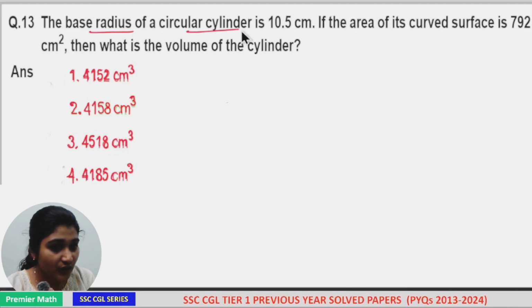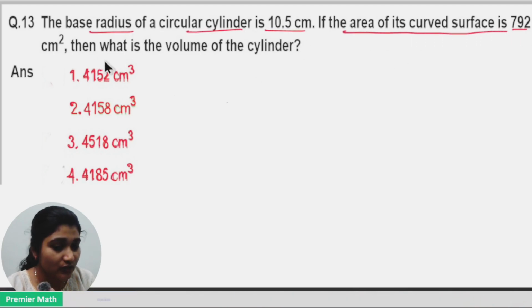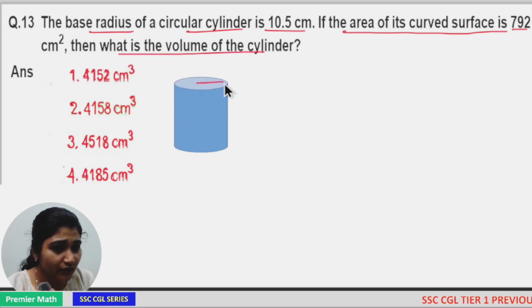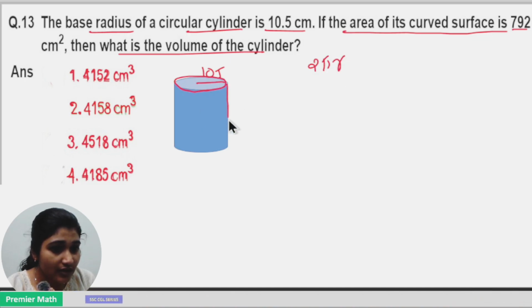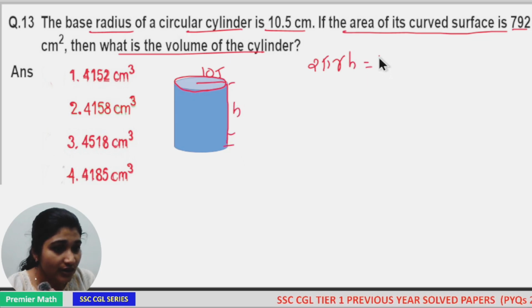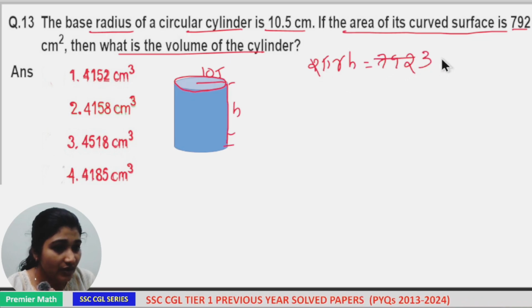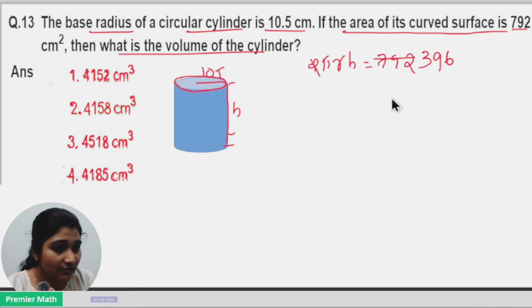The base radius of a circular cylinder is 10.5 centimeter. If the area of its curved surface is 792 centimeter square, then what is the volume of the cylinder? Here, the radius of the cylinder is 10.5. Now we already know the circumference of the circle is equal to 2 pi r. Now here, this is the height. Then 2 pi r h is the curved surface of the cylinder, which is equal to 792. From this, 2 goes 3 times in 7, 9 times in 18 and 6 times in 12.